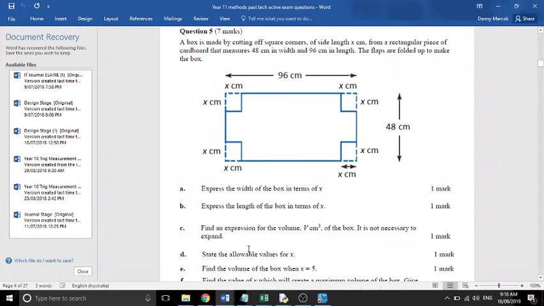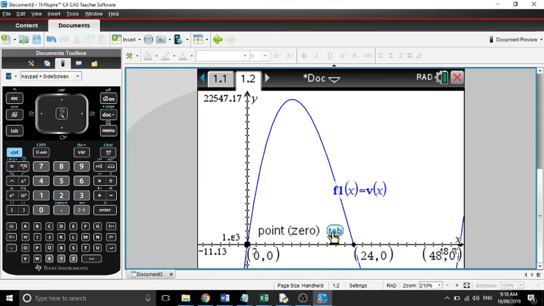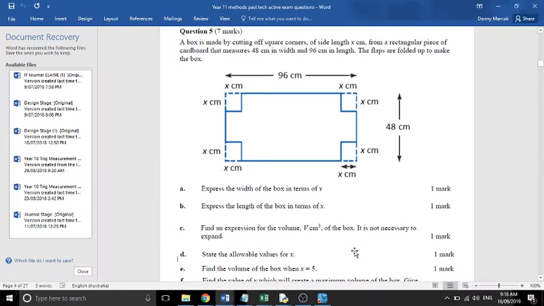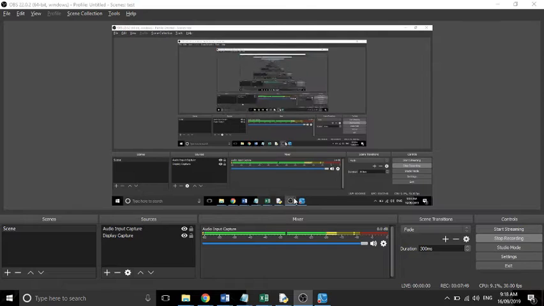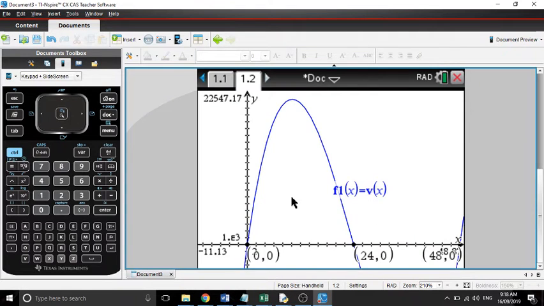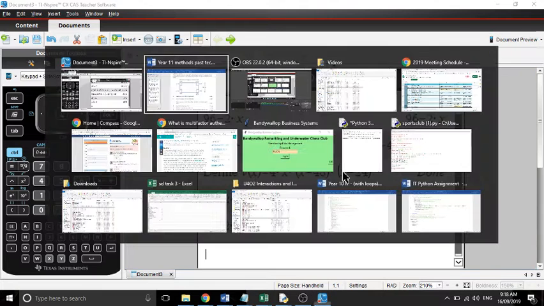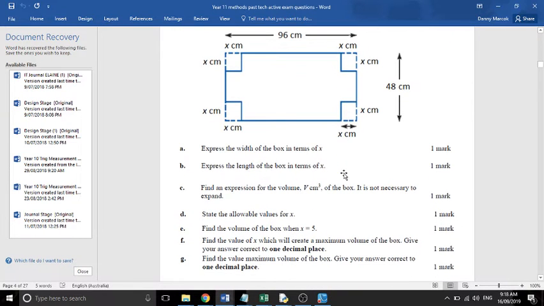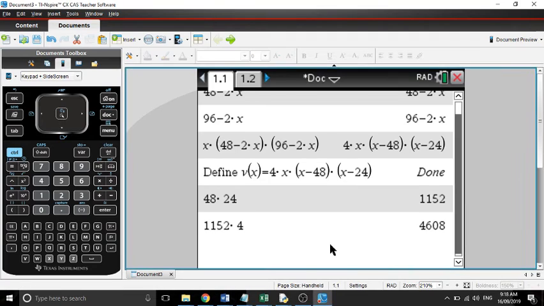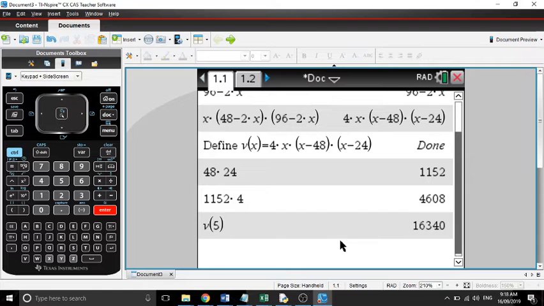So for this one, the allowable values of x are between 0 and 24, and we're not including those. Because looking at our function, if we include 0, we don't have a volume. If we include 24, we don't have a volume. So we've got to write our values as 0 to 24. So that's our allowable values. Okay, find the volume when x equals 5. That's straightforward. That is V of 5. There we have our volume.